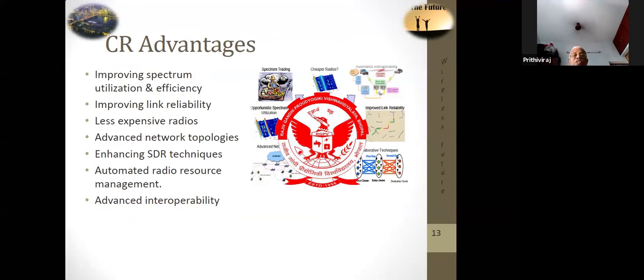We are looking at CR advantages: improving spectrum utilization and efficiency, improving link reliability, less expensive radios, advanced network topologies, enhancing SDR techniques, automated radio resource management, and advanced interoperability. So these are some of the biggest advantages which you see coming out from the cognitive radio.